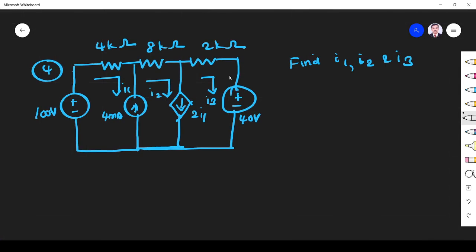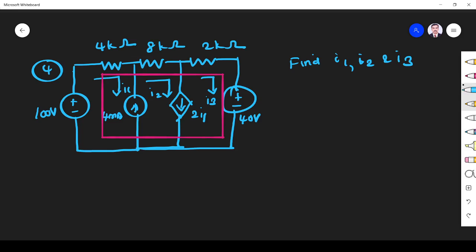This is a circuit they have given. Find I1, I2, I3, they are asking. So here you see, in between these two loops we have one current source. So these two loops are forming one supermesh. Here also we have one more current source. So all are forming a supermesh. So this is the combined full supermesh.